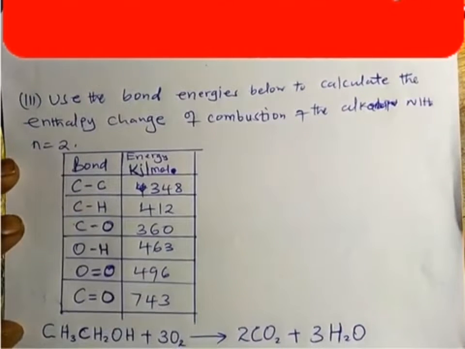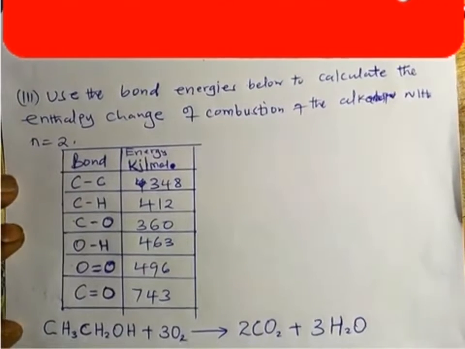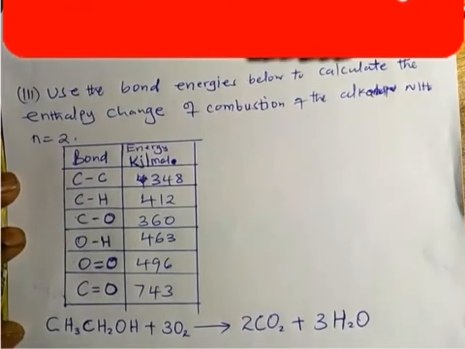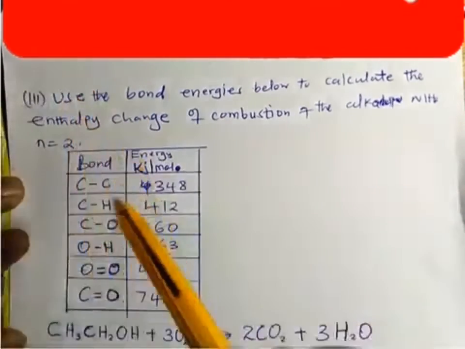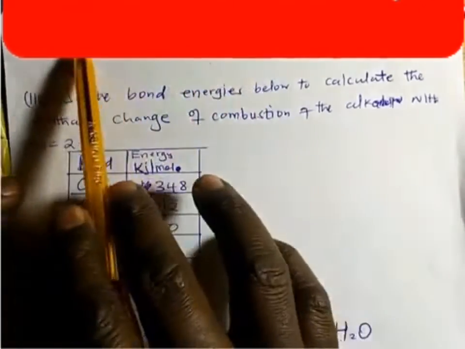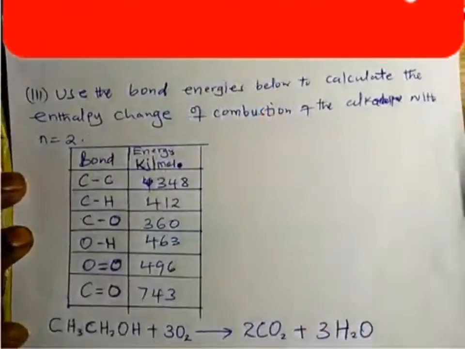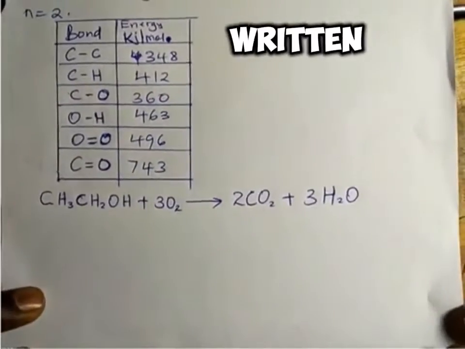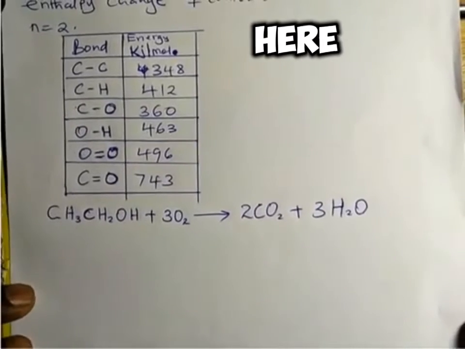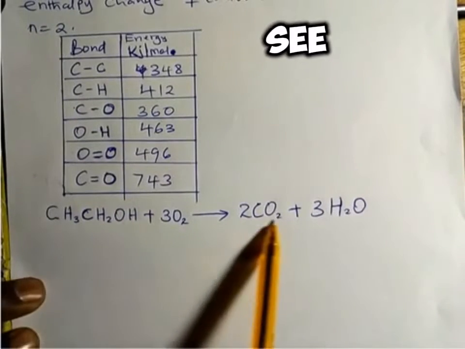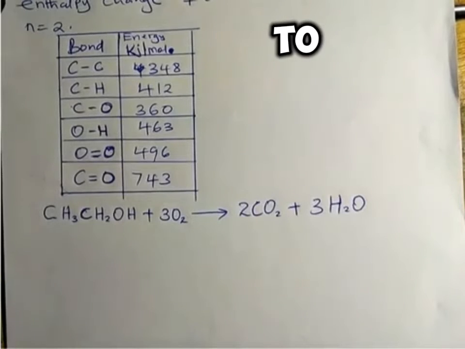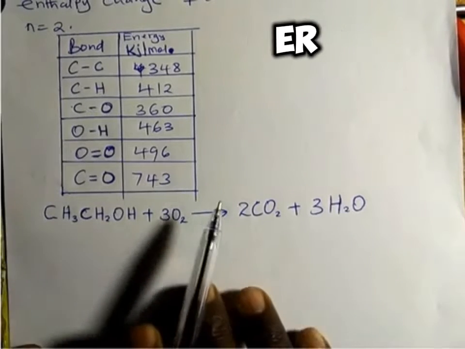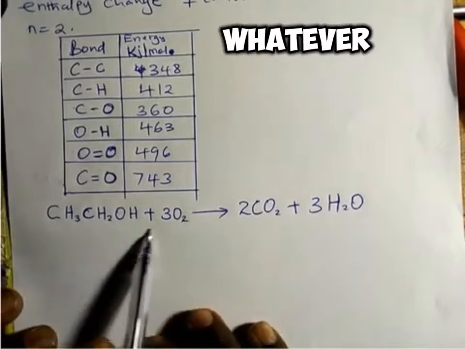Use the bond energies below to calculate the enthalpy change of combustion of ethanol. So we now want to calculate the heat of combustion using this equation. I have rewritten the equation here, as you can see. The next and most important thing is to write the open structure of whatever is involved here.